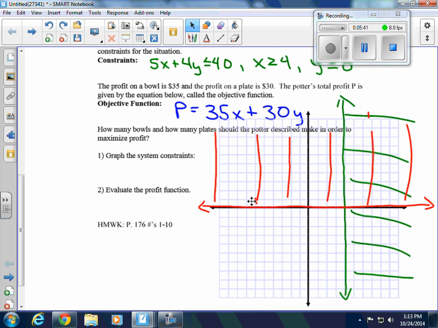Next, the other constraint is we have 5x plus 4y is less than or equal to 40, so our x-intercept is 8, and our y-intercept is 10. So we're going to draw that line.